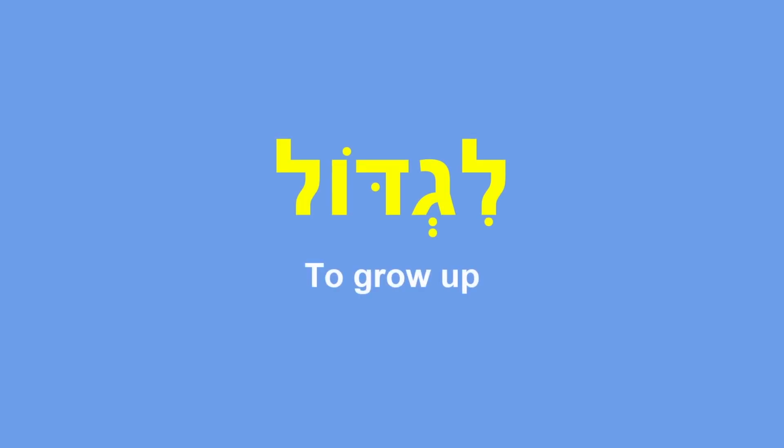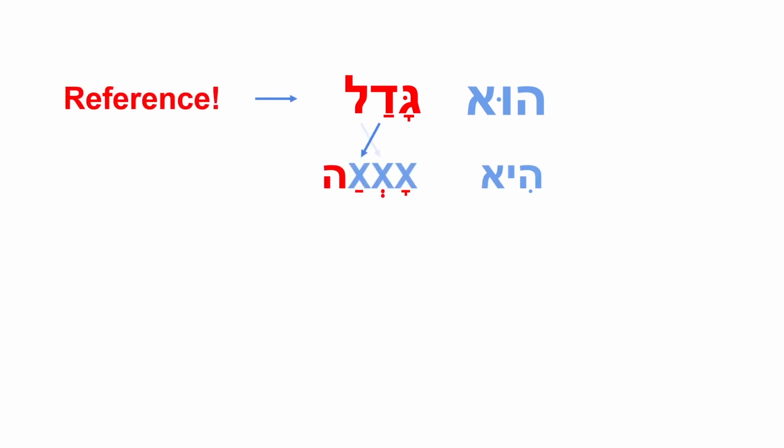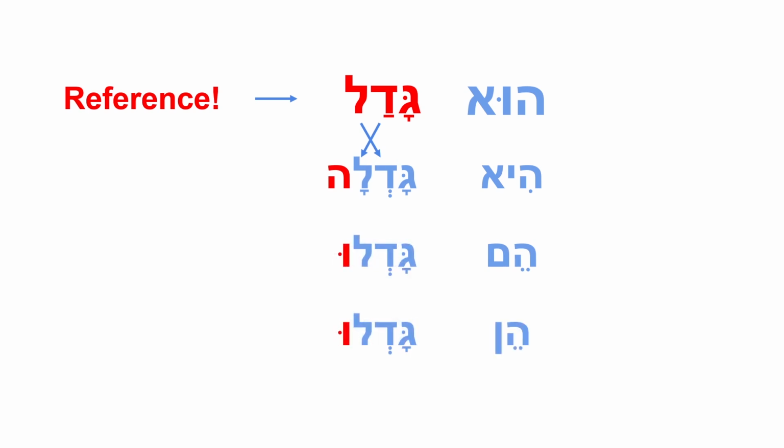לגדול, to grow up. הוא גדל, this was the reference point. He, same conjugation pattern. Vowels switch places. גדלה. הוא גדל, היא גדלה. הם גדלו, הן גדלו. הוא גדל, היא גדלה, הן גדלו.